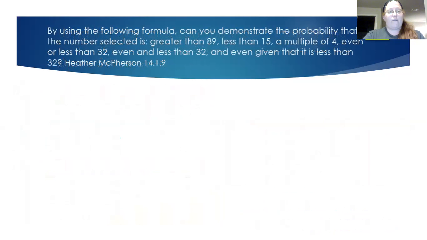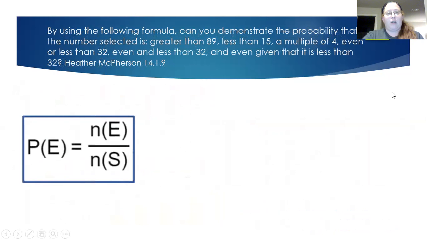So next we have, by using the following formula, can you demonstrate the probability that the number selected is greater than 89, less than 15, a multiple of 4, even or less than 32, even and less than 32, and even given that it is less than 32. And you've got to watch the wording on these questions so that you know that it's not the same problem you're looking at. It's an "or" or an "and," so don't let that mix you up while you're doing it.